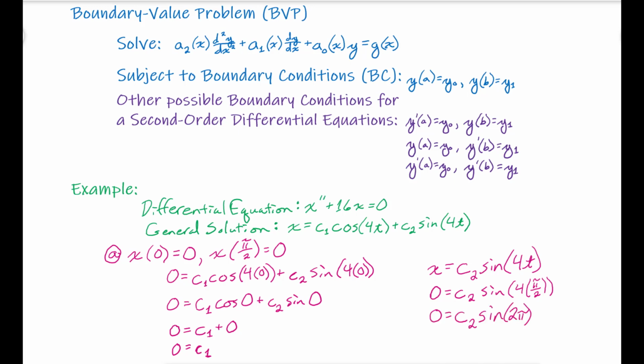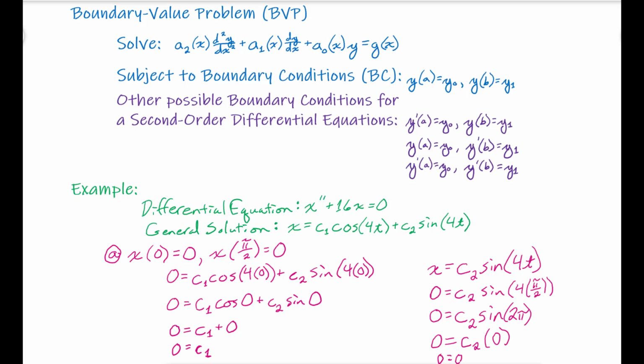So that gives me 0 equals c2 sine of 2 pi. Now sine of 2 pi is going to be equal to 0. So that tells me that I have 0 equals c2 times 0, or just 0 equals 0. And what this tells me is that no matter what I choose for c2, this boundary condition is going to be satisfied. Therefore, as long as c1 is 0, then I can have many solutions, in fact, infinitely many solutions.